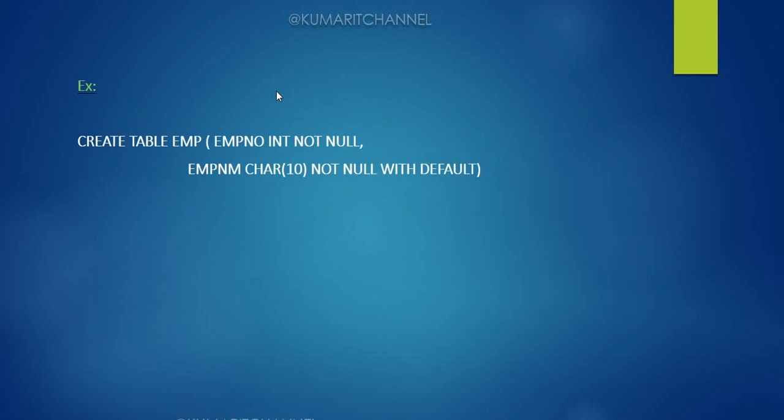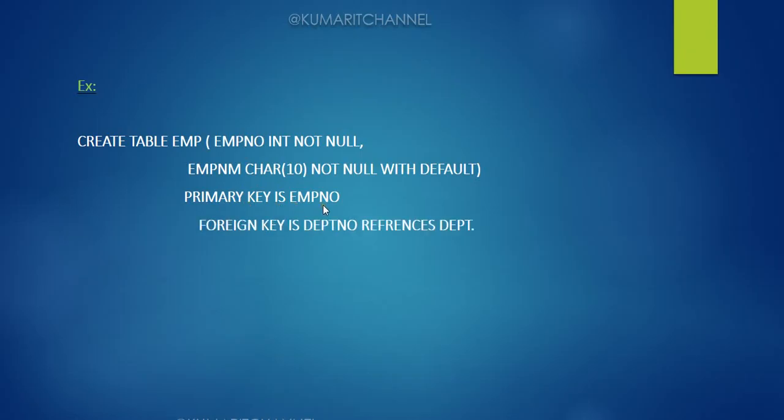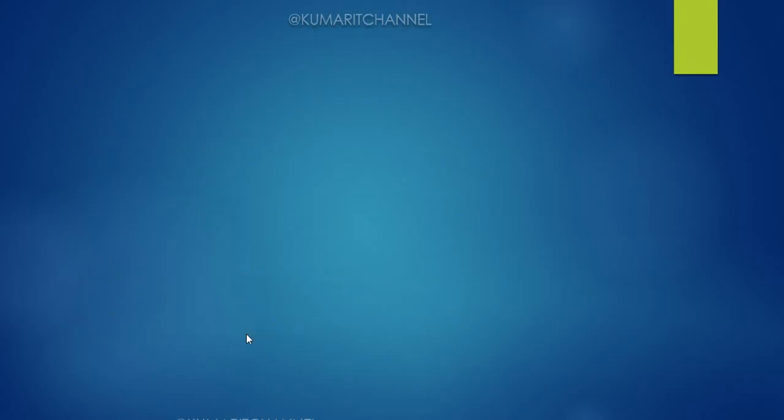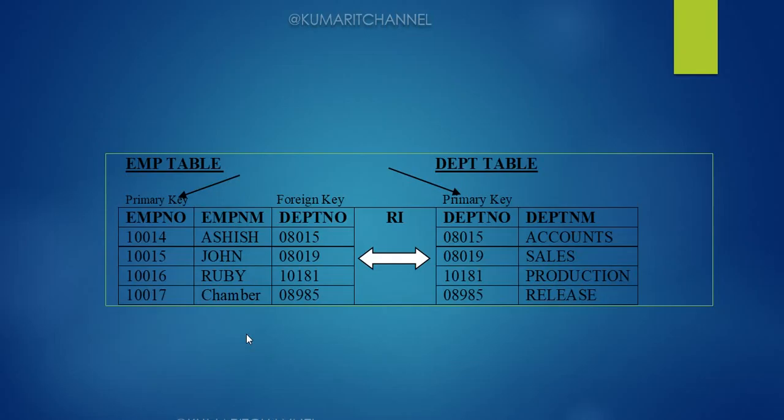Okay, I'm trying to create an employee table. Employee number integer not null. This was the first point I mentioned, right? A primary key should always be not null. Okay, employee name char, not null with default. Now you can see I'm specifying a primary key for this employee number. The primary key is employee number, and the foreign key is department number, which references department. Okay, and here create a department table: department number not null, department name, primary key is department number. That's how you form a primary key and a foreign key.